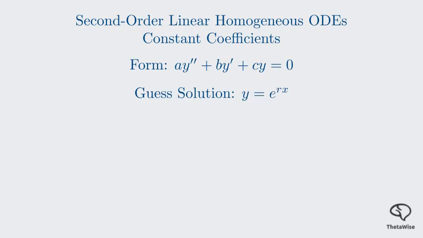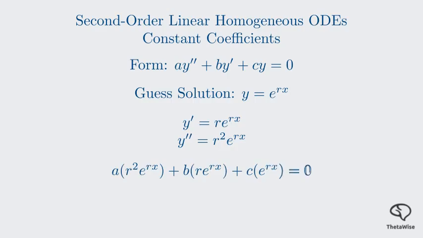Let's see why. If y equals e to the rx, then its derivatives are y prime equals r e to the rx, and y double prime equals r squared e to the rx. Substituting these into the ODE, we get a times r squared e to the rx, plus b times r e to the rx, plus c times e to the rx, all equals 0.